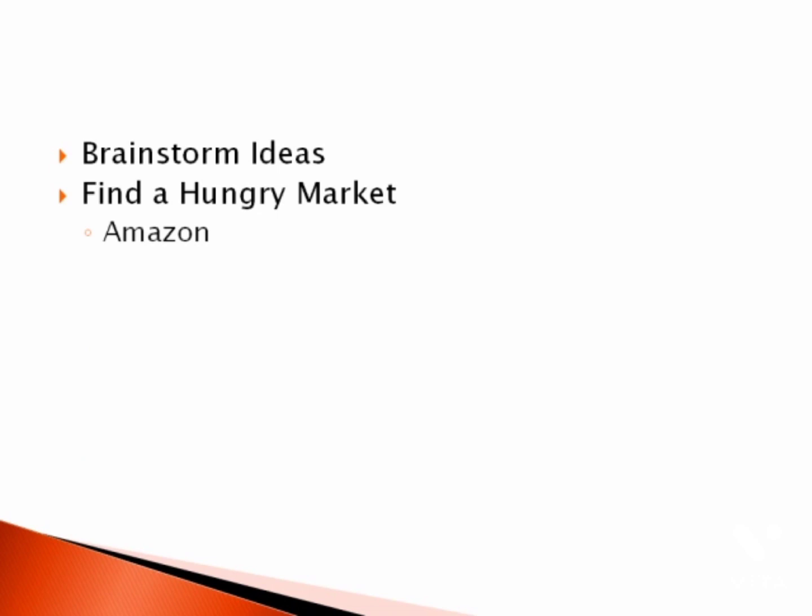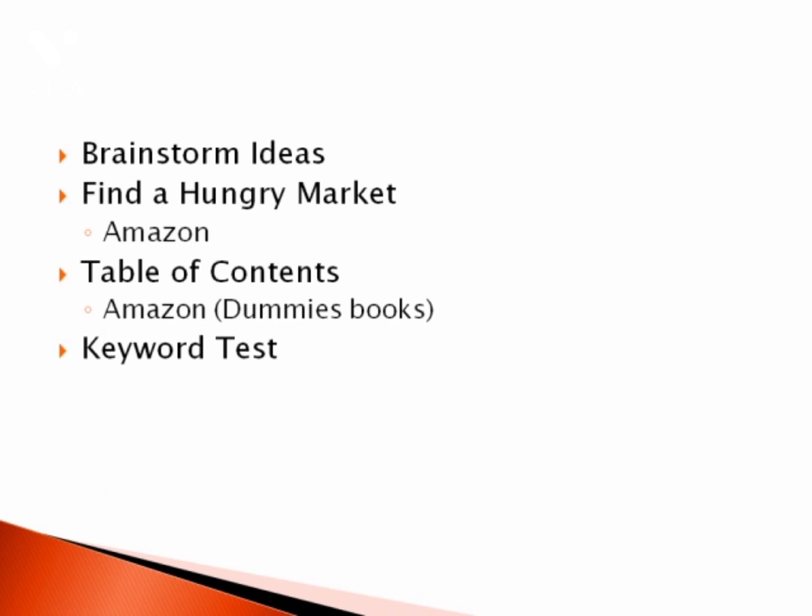All right, so when we find a hungry market, we're going to use Amazon.com. You can use other sites like clickbank.com if you want. That's fine. Then we're going to create a table of contents. Now, table of contents can be generated fairly easily if you know how to do it. And then we're going to do the keyword test to make sure that the market we're about to get into is indeed profitable. And we're going to be using the free Word Tracker keyword tool. So with that said, let's go ahead and get started and implement this.